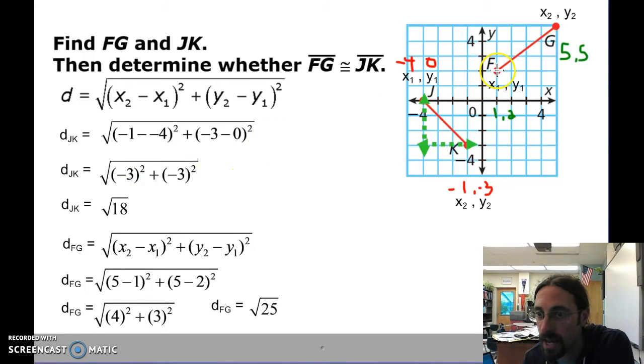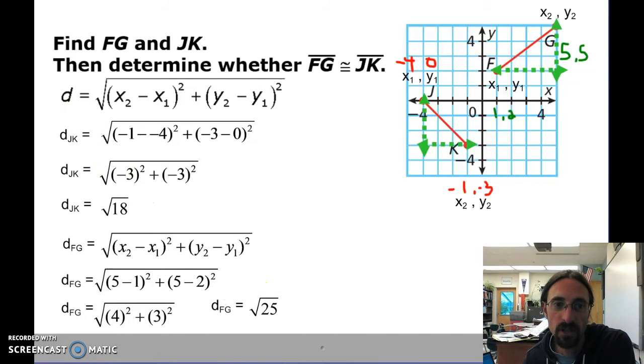If you compare that to FG, well, wait a minute, from F to G horizontally is 4 units. And that is 3 units. So wait, that's 4 squared is 16. That's 3 squared is 9. That's where this 25 is coming from.